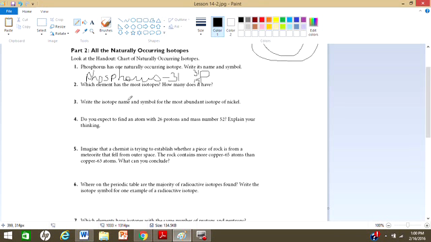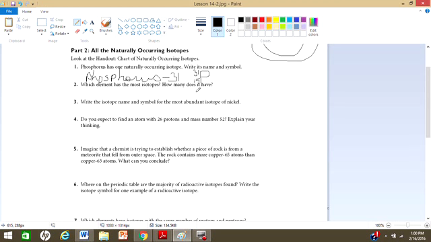But it says write the isotope name. Which element has the most isotopes? How many does it have? So you're just naming it, and then you're writing how many it has. So go ahead and hit pause. Find the one that has the most squares, and they could be of all colors on the line. Go ahead and hit pause.